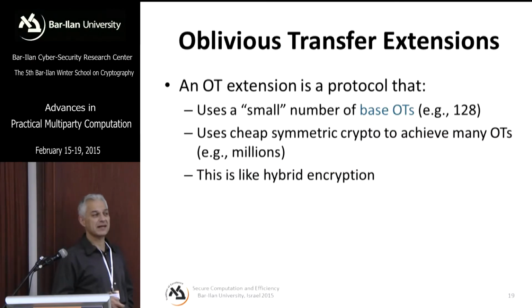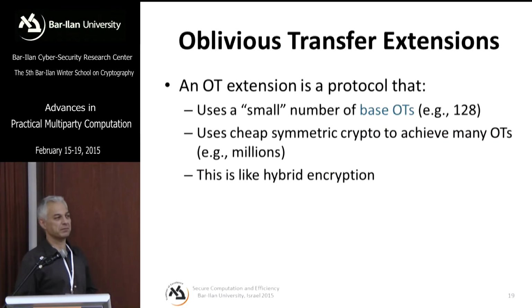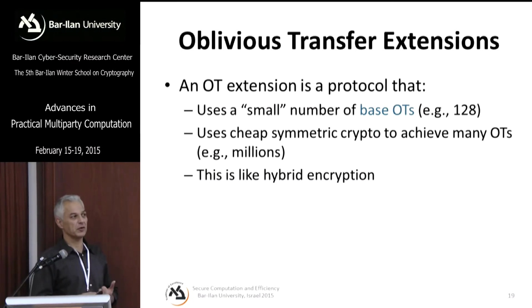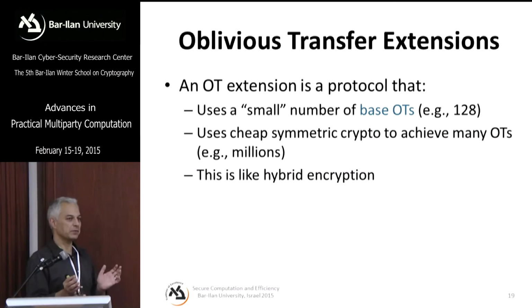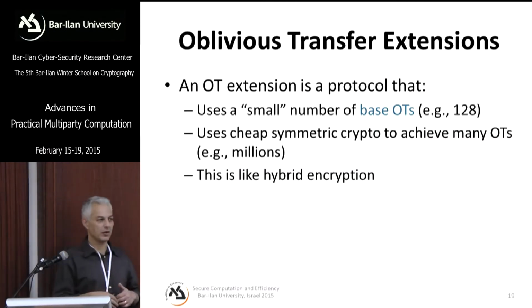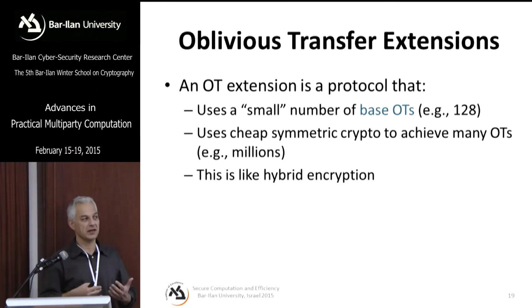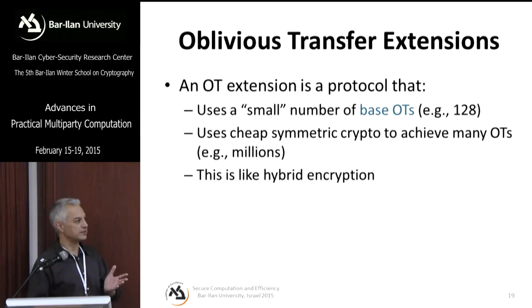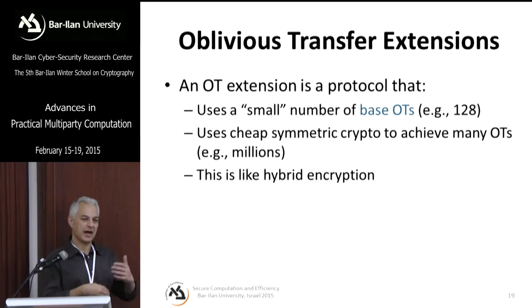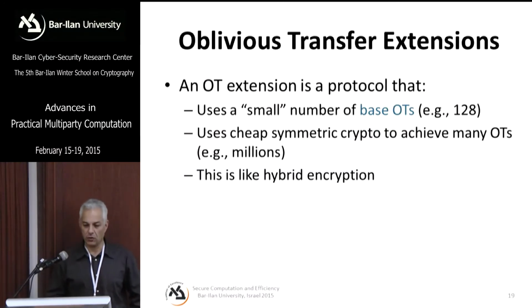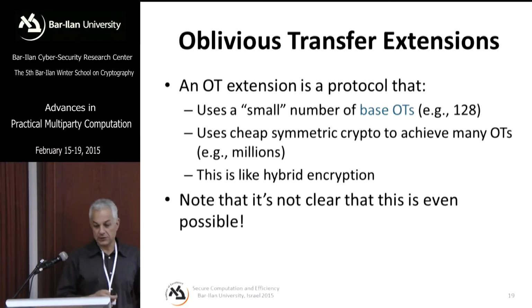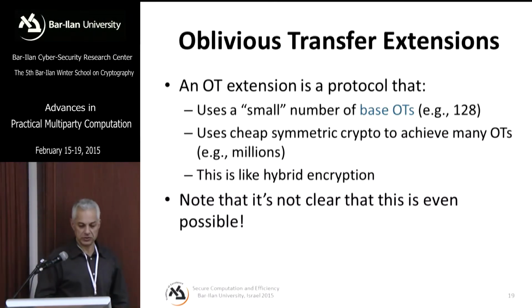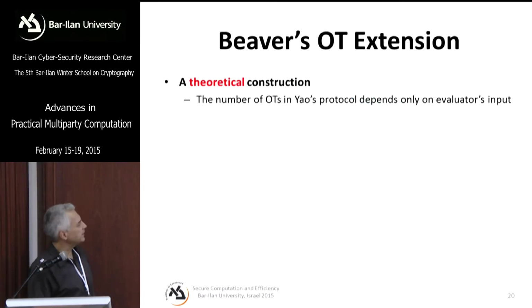In a sense, it seems like hybrid encryption. If we want to encrypt messages with public key crypto, usually we don't encrypt the entire message with public key crypto. We use the public key crypto to encrypt some symmetric key, which is quite inefficient, and then we use efficient symmetric encryption like AES to encrypt the rest of the message. This is what we do here as well. We use oblivious transfers to start things going, and then we use symmetric key operations to generate the rest of the oblivious transfers. It's not clear that it's possible, but that's a nice goal to achieve. And I'll show you how it was done.